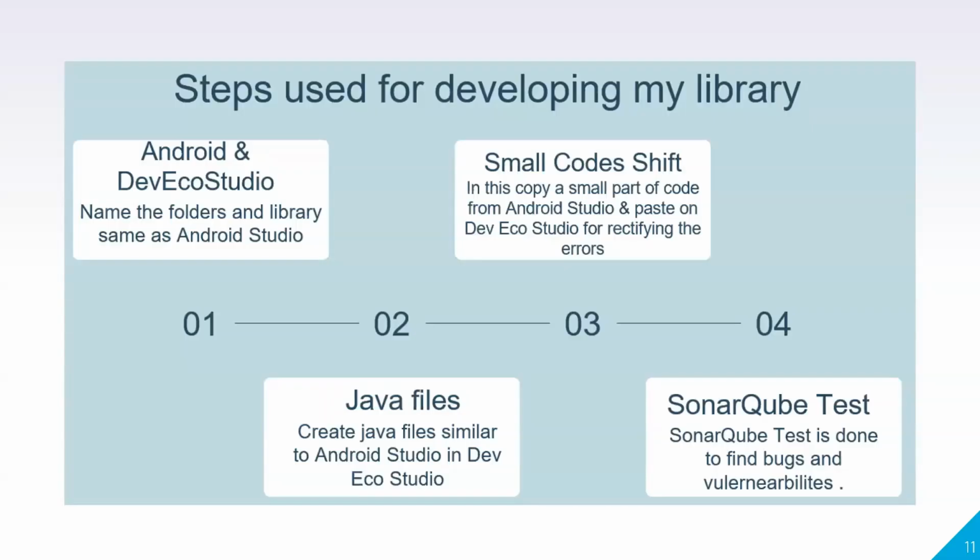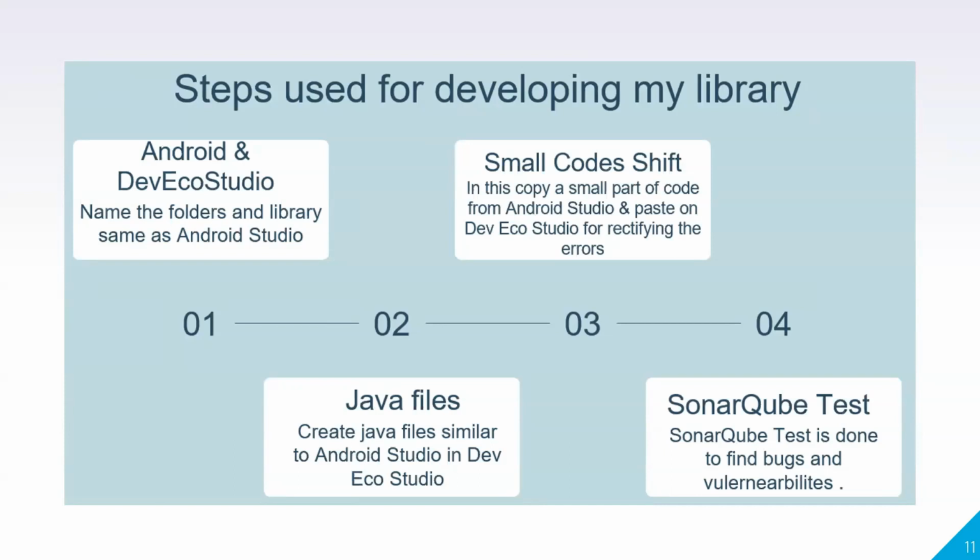Now, the steps which I have used for developing this library. I downloaded DevEco Studio software and Android Studio software. As you can see, DevEco Studio is a software which allows you to make quick apps and deploy the app on the Huawei phone. During the library training, I learned to shift files from Android Studio to DevEco Studio. In the time of development of my library, we need to rename the files from Android Studio to DevEco Studio.